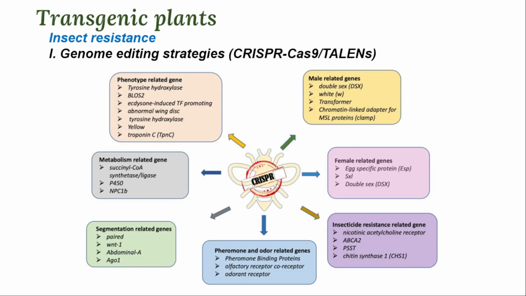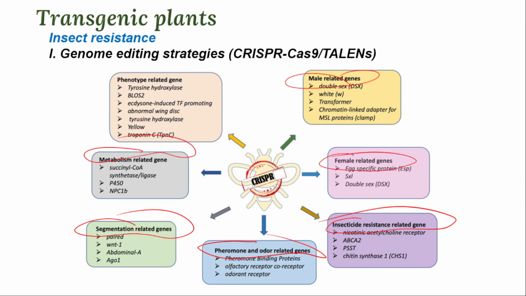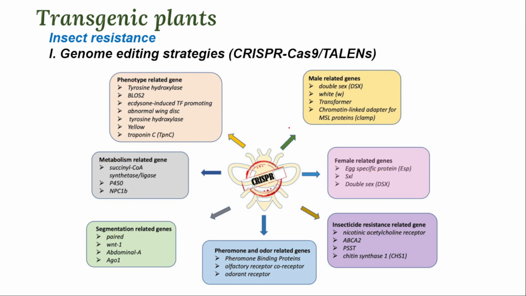One more method we can use is CRISPR-Cas9 technology, which precisely targets insect genes: female-related genes, male-related genes, insecticide-resistance genes, pheromonal genes, segmentation genes, metabolic genes, or phenotypic genes, so that we can easily mitigate the infestation of insects in agriculture crops. So there are different strategies. We need to focus on mitigating insect infestation through the different transgenic strategies discussed in the previous slides.